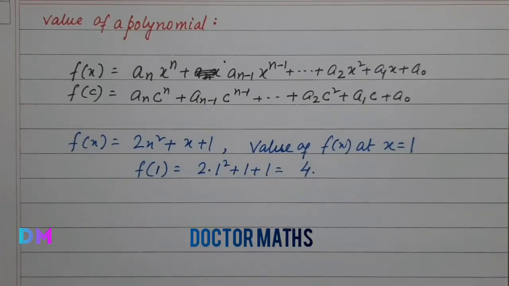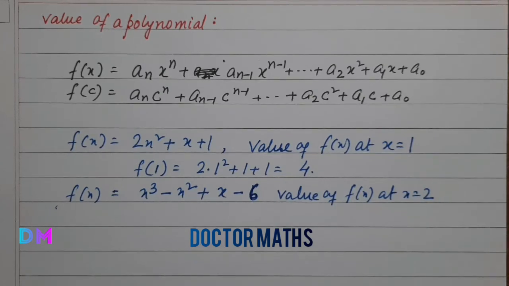So for example, if f(x) equals 2x² + x + 1, here the value of f(x) at x equals 1 will be denoted by f(1). We will just put x equals 1 in the expression. So it will become 2 into 1² + 1 + 1, which is equal to 4.